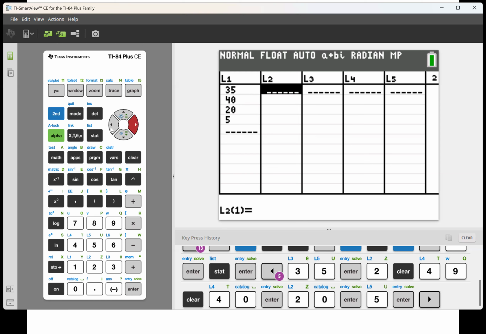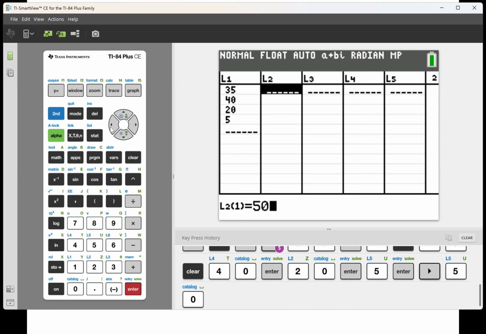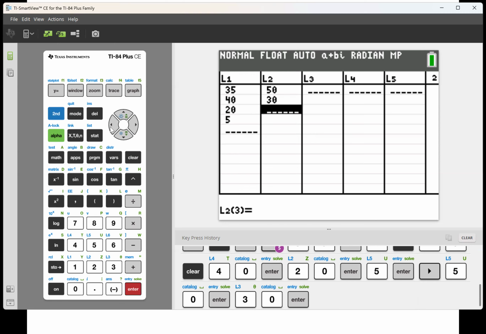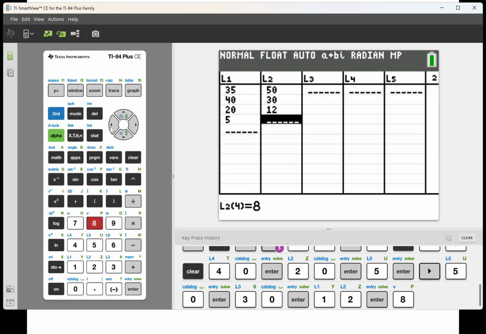And now I'm going to put what I expected, what the teachers expected, in L2. So they expected 50 for the 0 to 2 days. They expected 30 for the 3 to 5 days. They expected 12 for the 6 to 8. And they expected 8 for the 9 or more days missing. Okay, and now we're going to exit out of our lists.